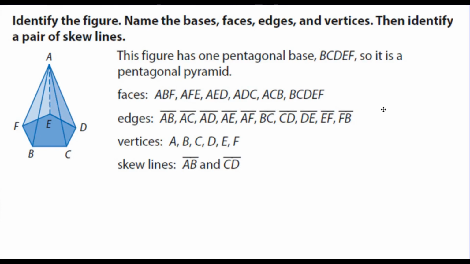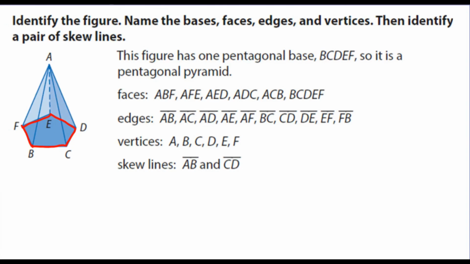So, identifying all the parts of our polyhedrons. Here we were asked to identify what the figure is, name it, and then name the bases, faces, edges, and vertices, then identify a pair of skew lines. Well, what kind of shape is this? It only has one base, and that base is down here, and it has 5 sides. So this is a pyramid, and since the base is a pentagon, it is a pentagonal pyramid. That's what type of solid this would be.